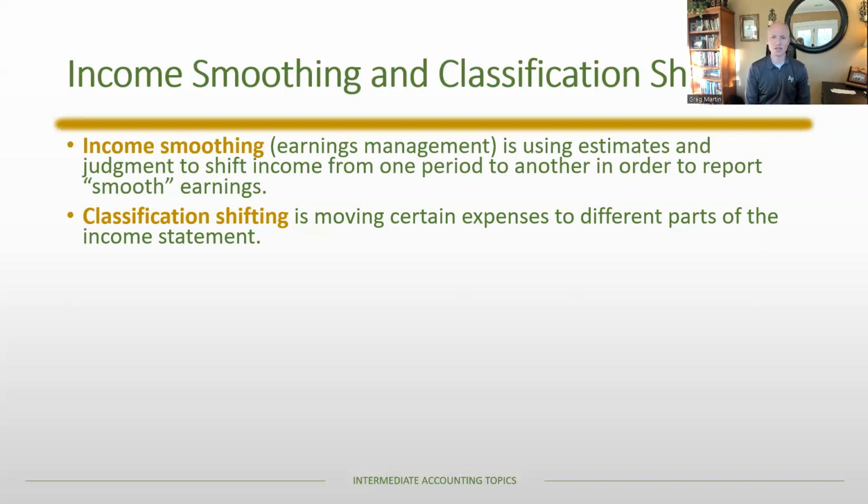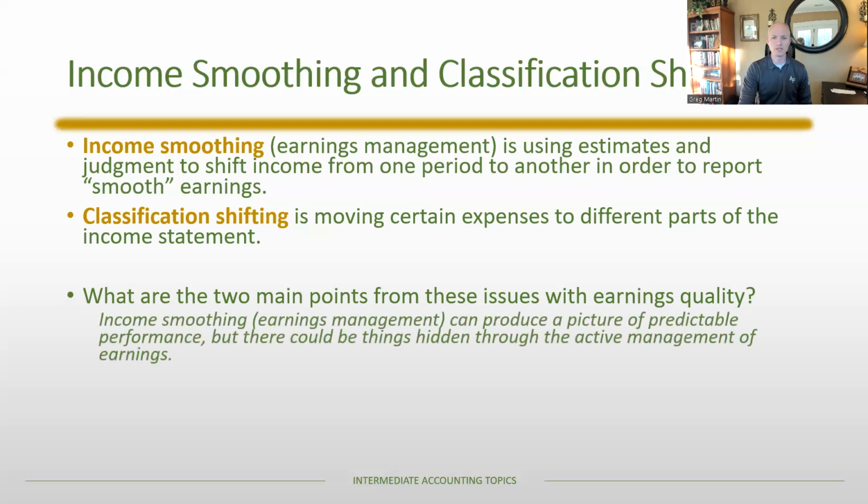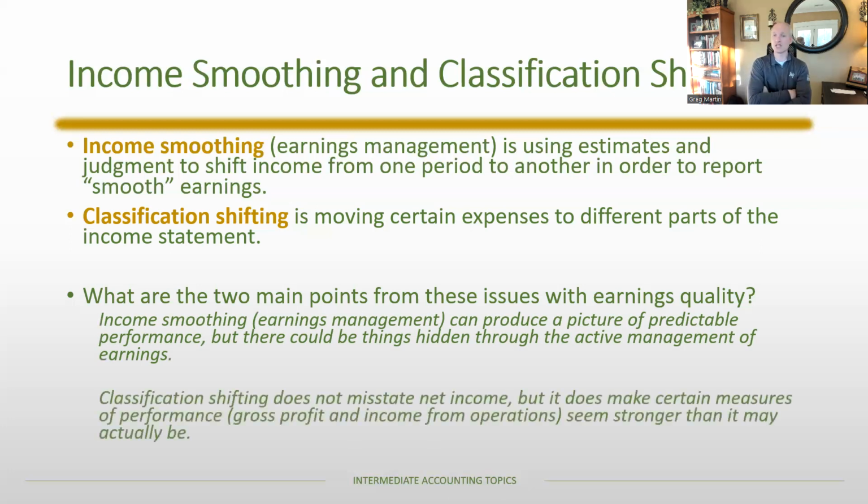And so again, it's not to say that you're talking about breaking the law or committing fraud. What we're talking about is using judgment within the rules, and some folks will use that judgment more liberally than others. And so two main points from all these issues. Number one is income smoothing can produce a picture of predictable performance, but things are kind of hidden because there's this active management. And then classification shifting, we're not talking about breaking rules. We're talking about shifting things up or down. And so your net income ultimately is the same, but your measure of gross profit or income from operations might look a little different depending on where you shift those expenses to.